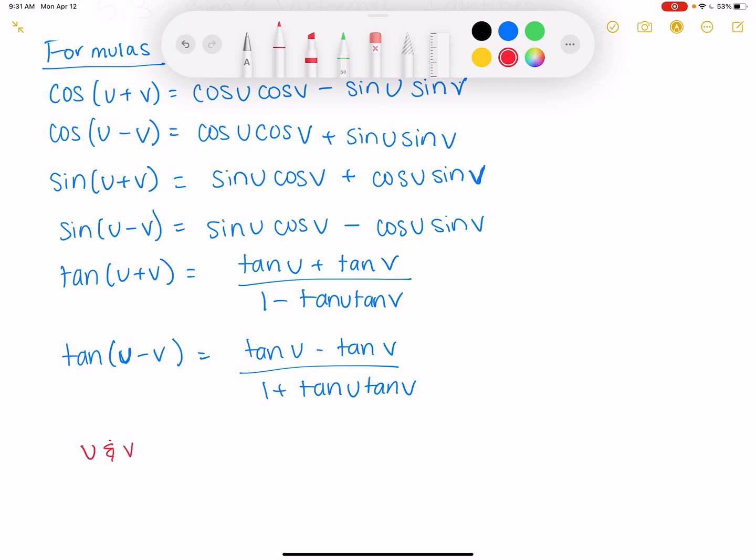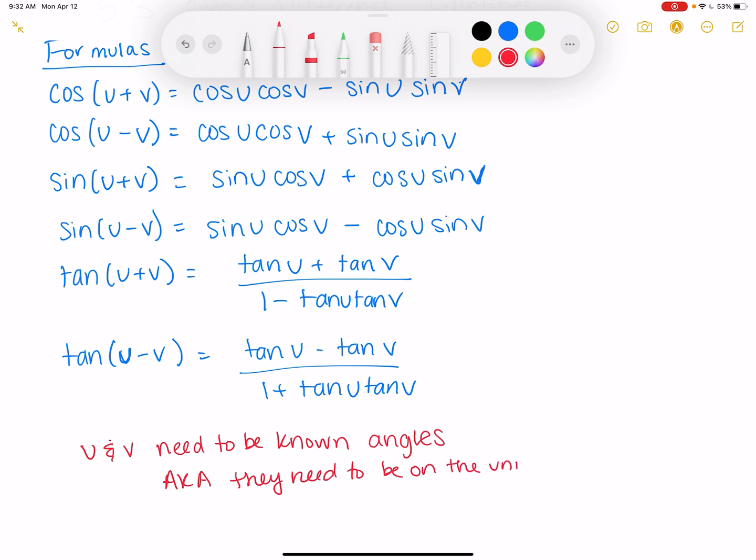U and v need to be known angles. What do I mean by that? Why does it have to be u and v? They gotta have numbers. If I need to know the angles, where do they have to come from? Pie chart. Circle thing. Okay, so they need to be on the unit circle. That's what it's called.